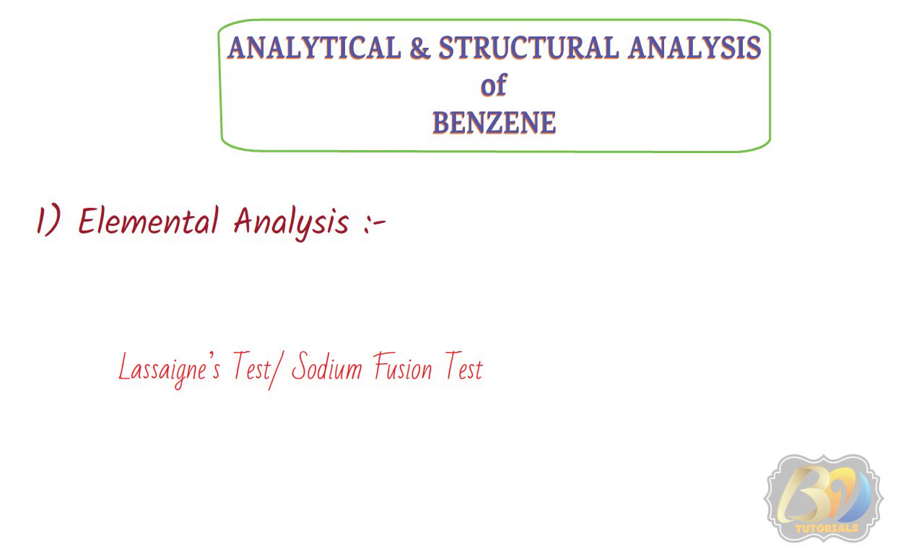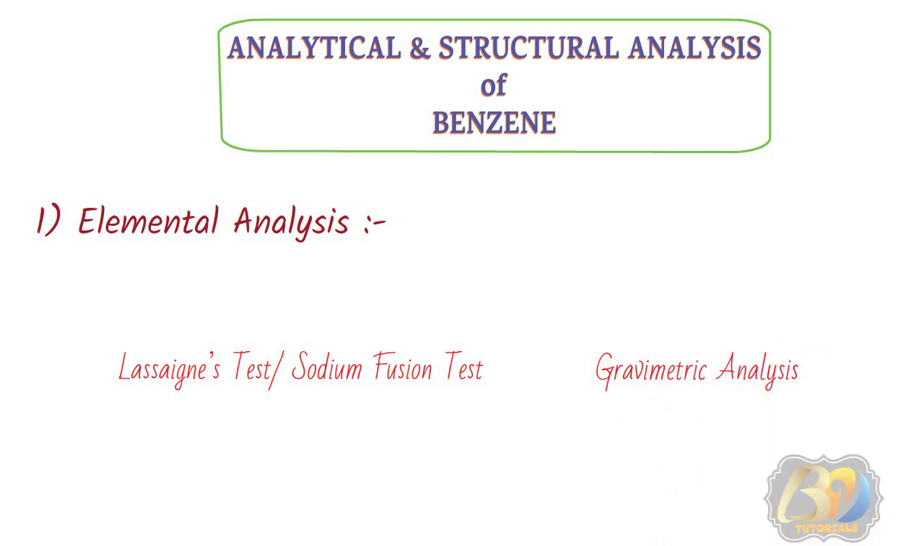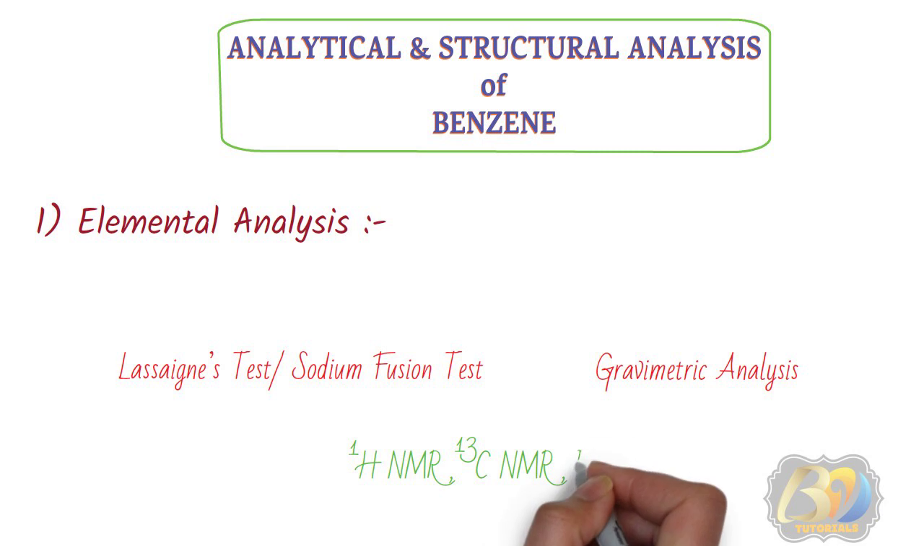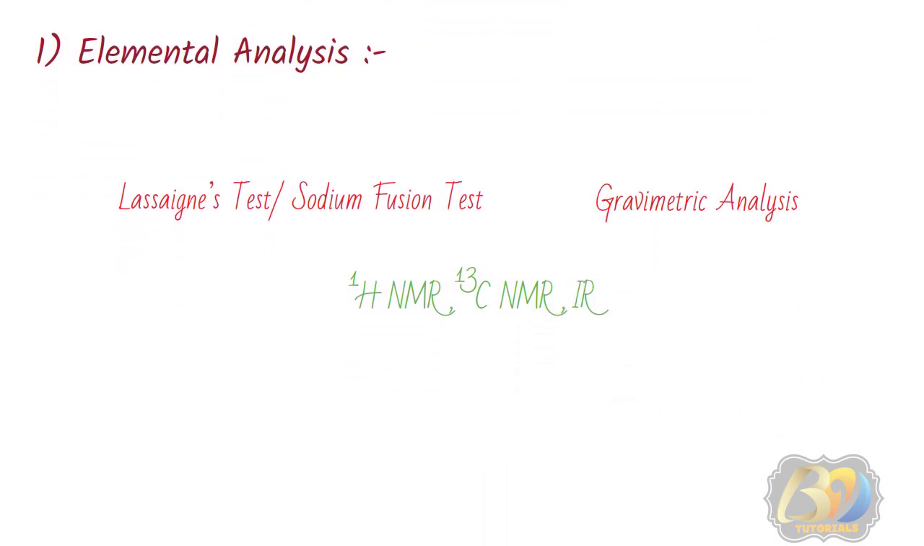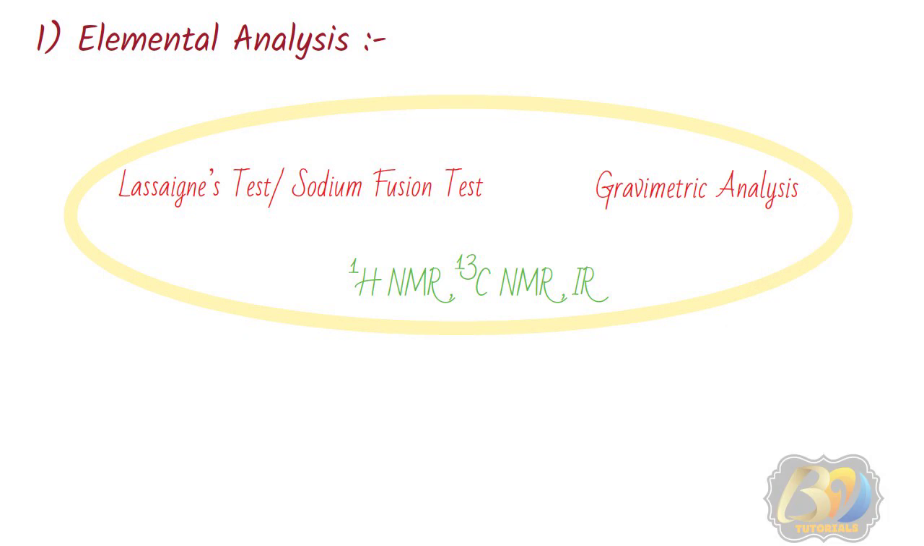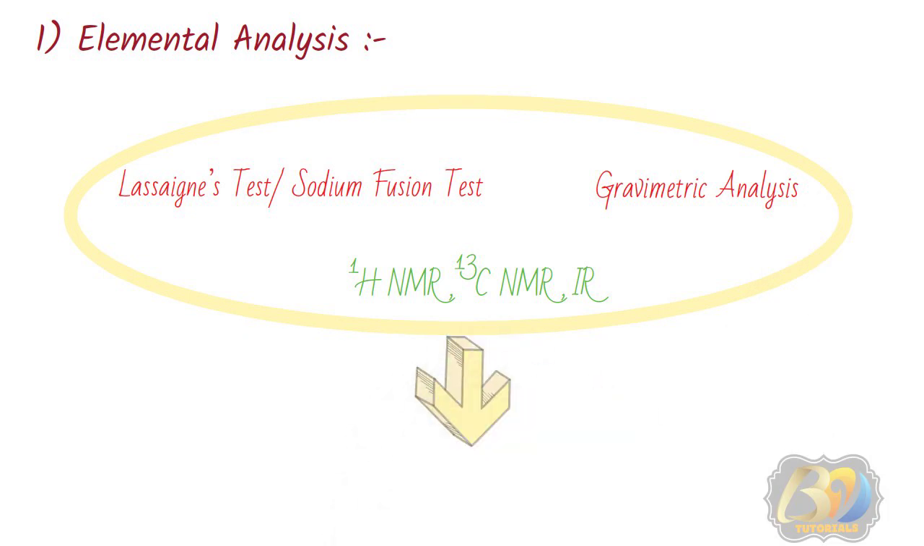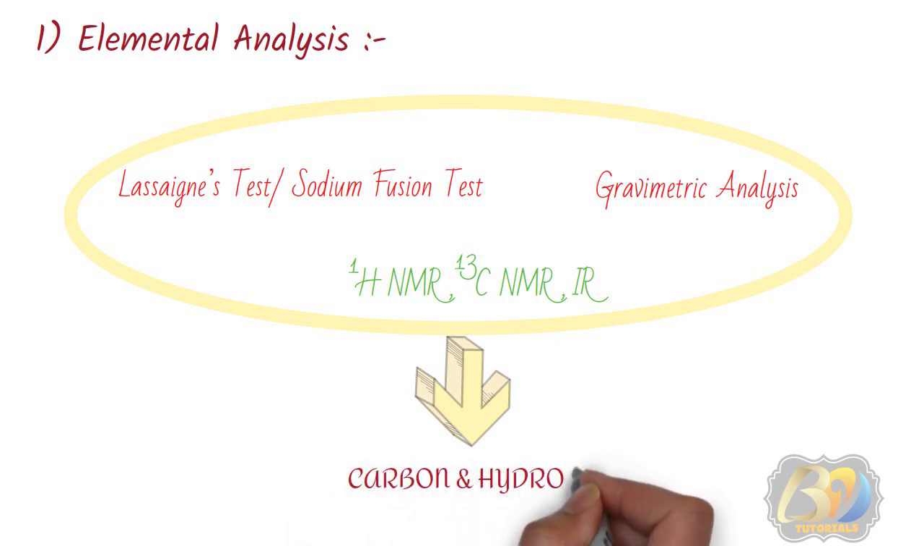But in analysis, various methods can be used for elemental analysis. Previously, gravimetric analysis was used for elemental analysis, but nowadays H1 NMR, C13 NMR and IR are the most preferred methods. So by using any of these tests, it was found that benzene contains only carbon and hydrogen.